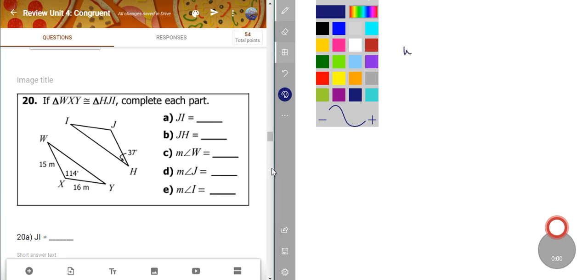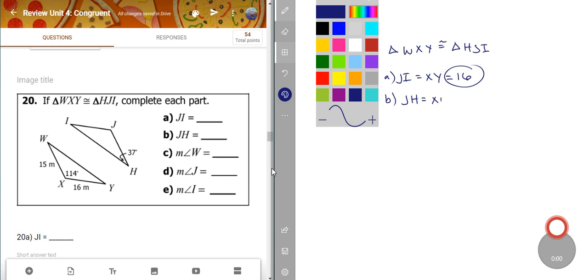So we know triangle WXY is congruent to triangle HJI. Really the only reason we want this picture is because it gives us the numbers, but otherwise all the information is already given to us right there. We know that JI is equal to XY, which is equal to 16. We know that, so that's A. We know that JH is equal to XW, which is 15.